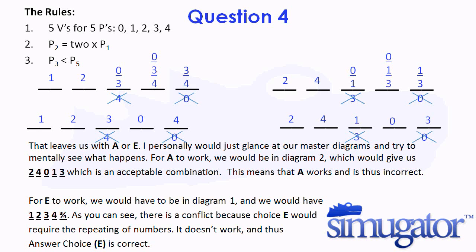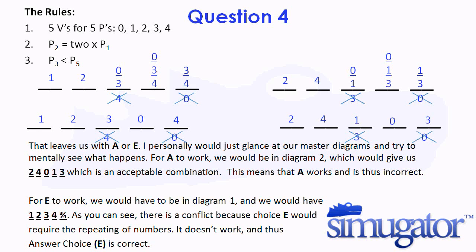Now I personally would just glance at our master diagrams and try to mentally see what happens. So for A to work, we would have to be in diagram 2 up top, which would give us 2, 4, 0, 1, 3, which is a very acceptable combination because it complies with every rule. This means that A works and is thus incorrect, because except.